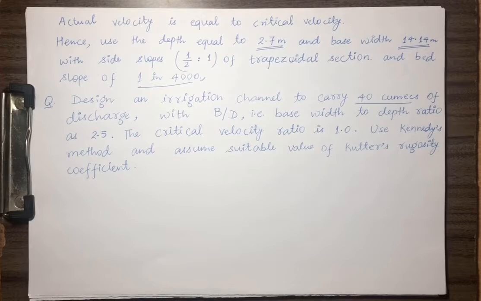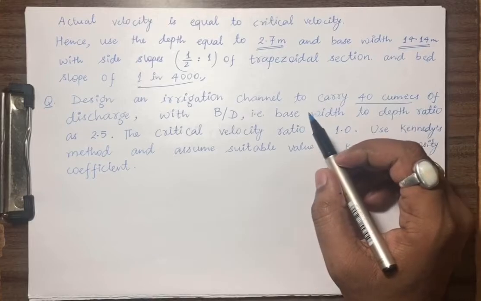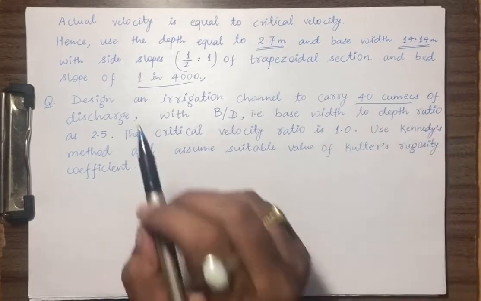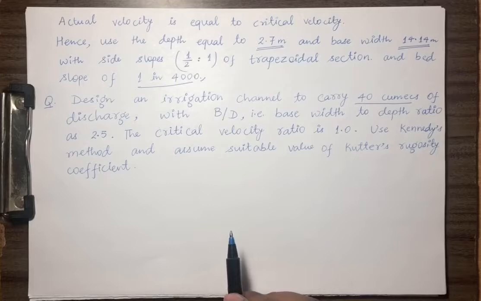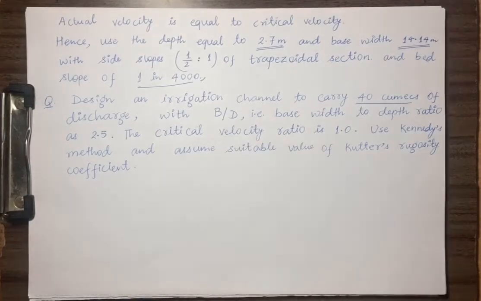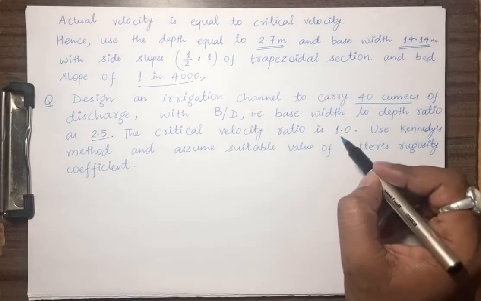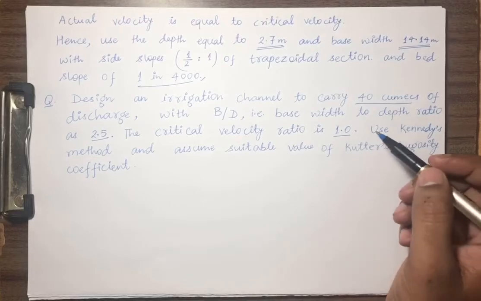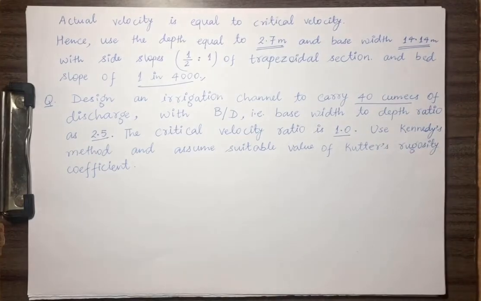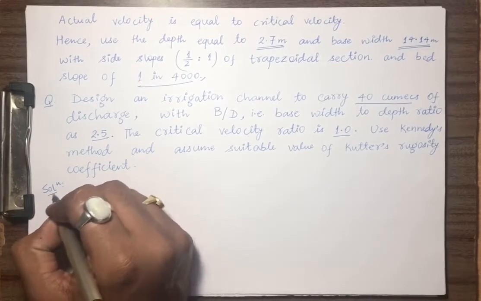So what is this problem? This problem is: design an engineering irrigation channel to carry 40 cumecs of discharge. So discharge is given, and one more criterion fixed in the question is the B by D ratio, that is, base width to depth of flow, fixed as 2.5. The critical velocity ratio is given as 1. So we have to design this channel. So let us solve this problem.